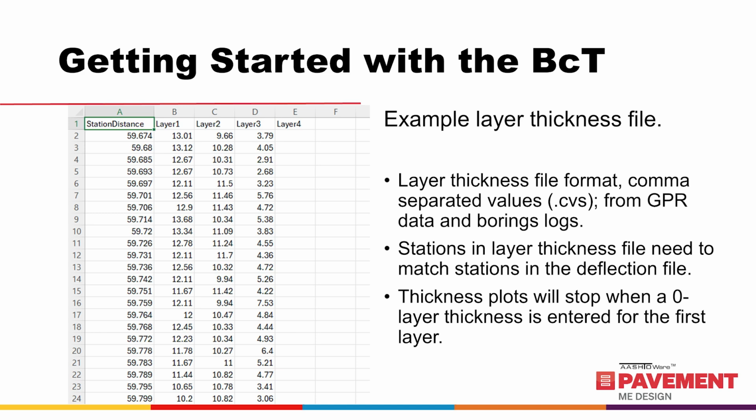For some projects, a layer may be absent where the layer thickness is 0 along the project. In other words, the layers are not continuous throughout the project from the GPR or boring data. The BcT layer thickness plots will stop when a 0-inch layer thickness is included for the first layer. So, if the material type for the first layer changes between different stations, that will define the limits of the segment or project for the back calculation process unless the layer thicknesses are manually entered.